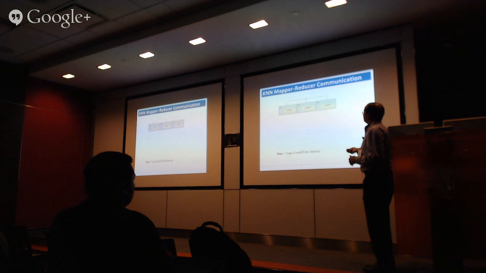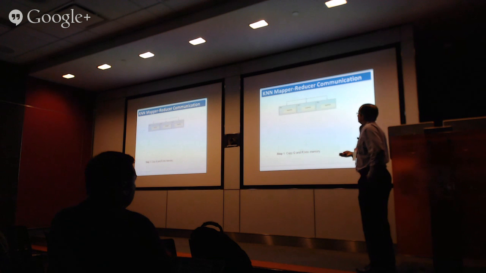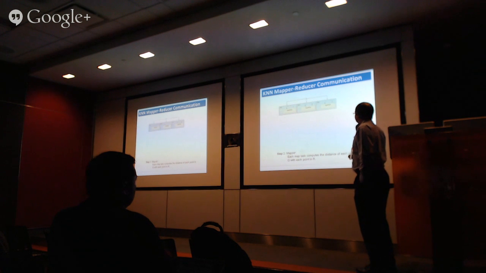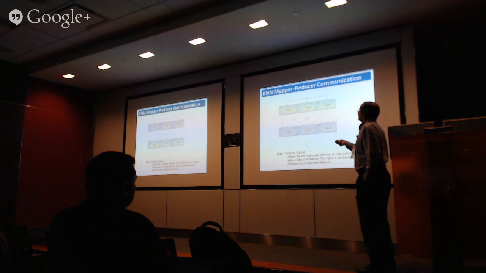So in the map reduce part, Q and R are loaded into memory, and then each map task computes the distance of each point in the query to the reference points. If you have 1,000 query points, you can distribute them to multiple mappers. That is the only parallelization that K-NN allows you to have.